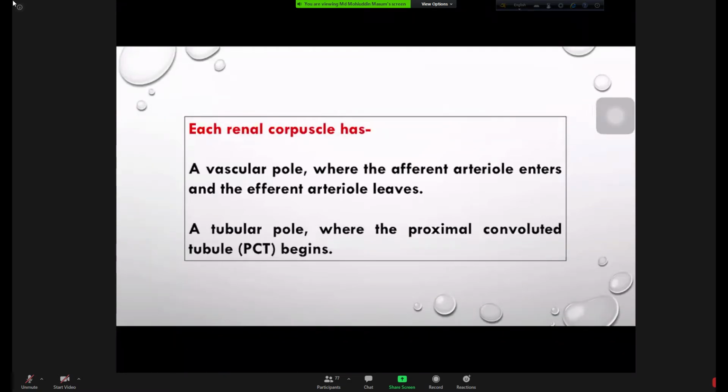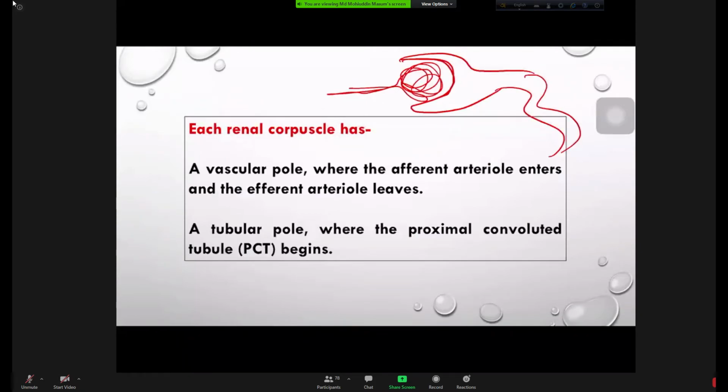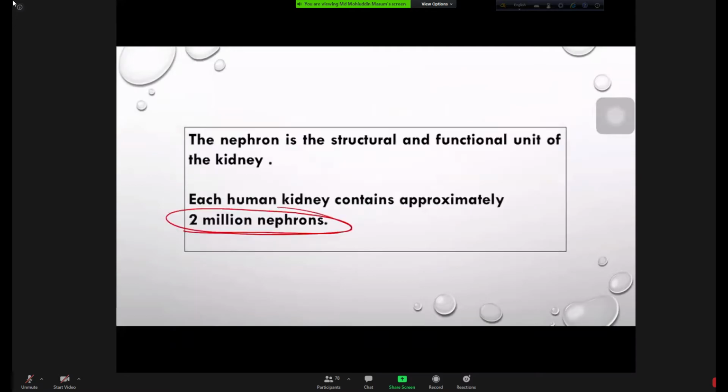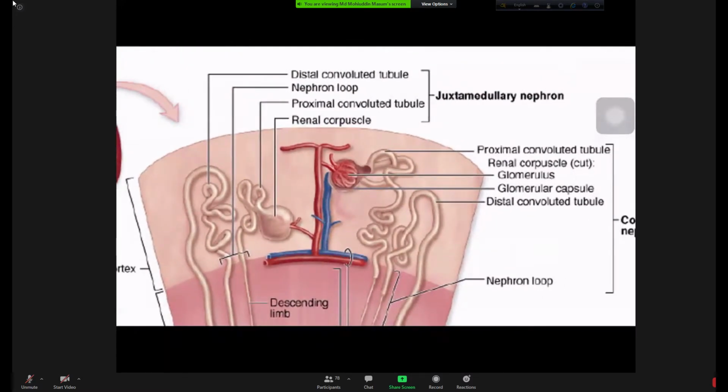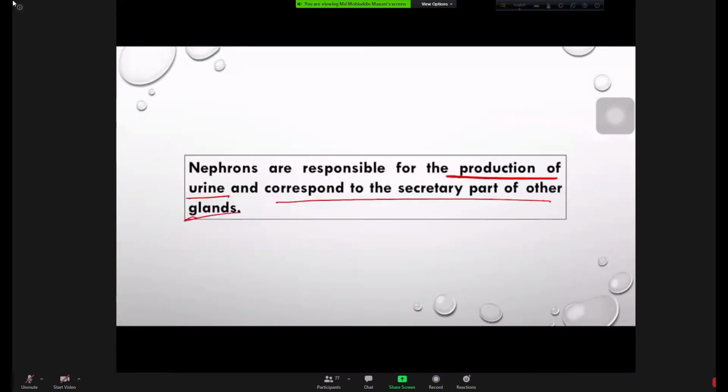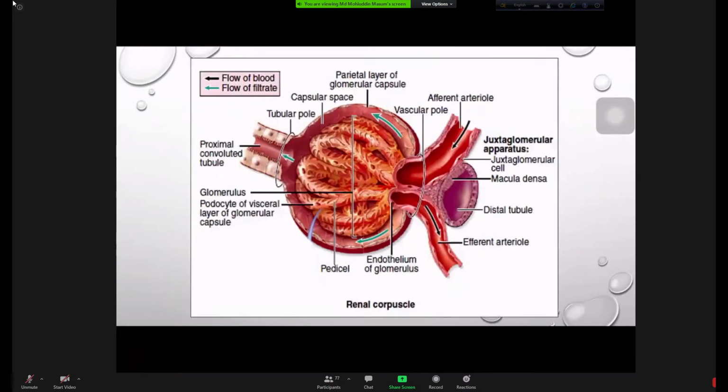Each capsule has one vascular pole. For example, these are the tuft of capillaries. If this is Bowman's capsule, it has two poles. One is the vascular pole, and the other is where the proximal convoluted tubule arises, the tubular pole. If you see the figure here, this is the vascular pole. This is the tubular pole of the glomerular capillary plexus or renal corpuscle. Now, this is the afferent arteriole.